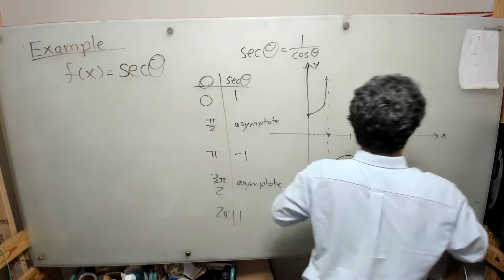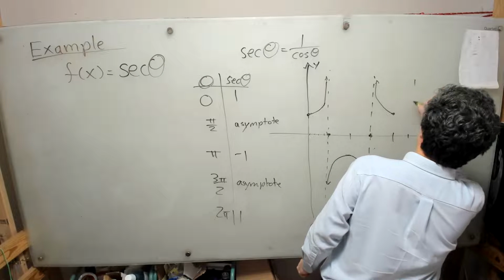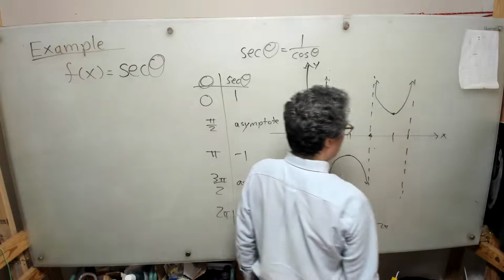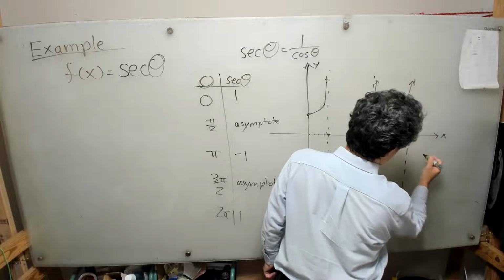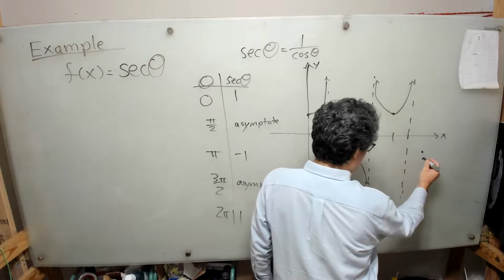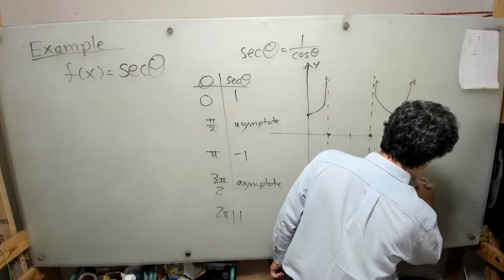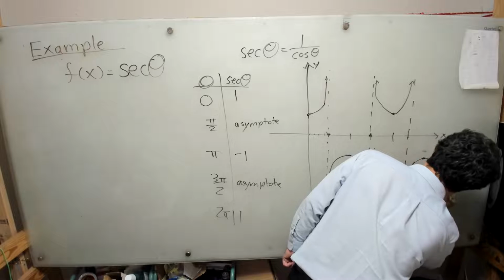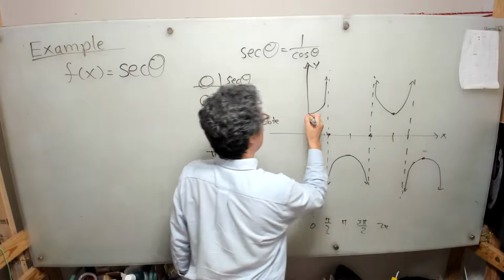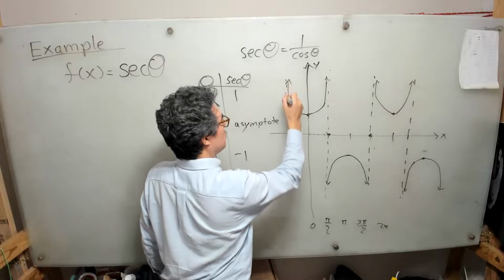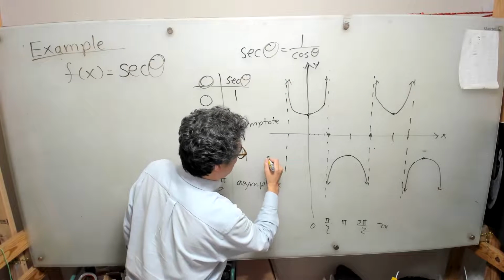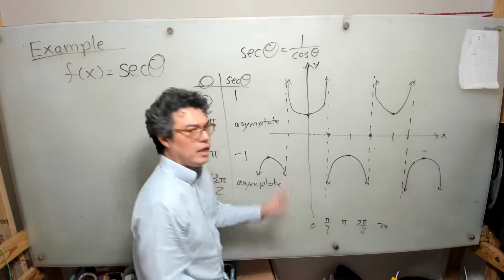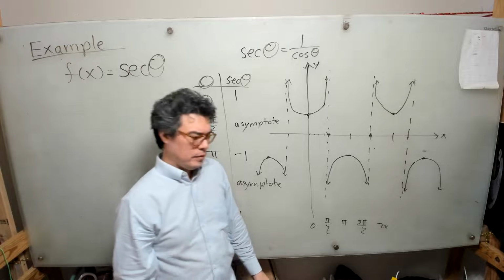So for example, here, we know that that's going to have the asymptote like that. And we know that this is going to be over here. And of course here it's going to go like this. And it's going to continue this way and that, like that. Okay.